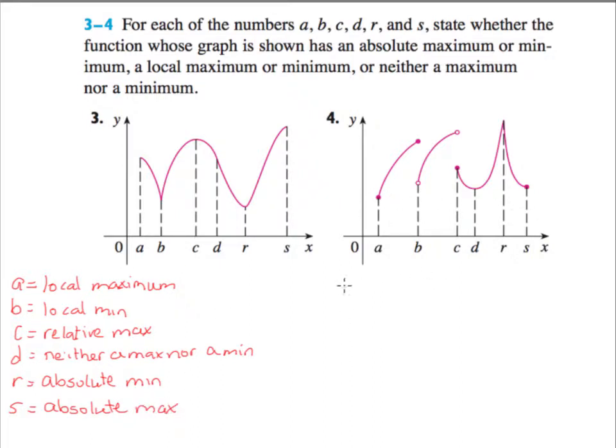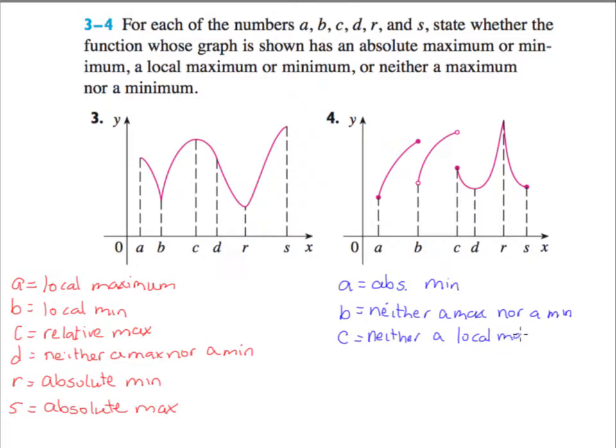Okay, let's look at this example 4. A is the absolute minimum value on this graph, so we say A is the absolute minimum. B, you notice, has an open circle, so that means that value B is not included in the domain of this function, so therefore at point B, we have neither a local max nor a local min. C also, although from the right it is the largest value, but from the left it's the smallest value.